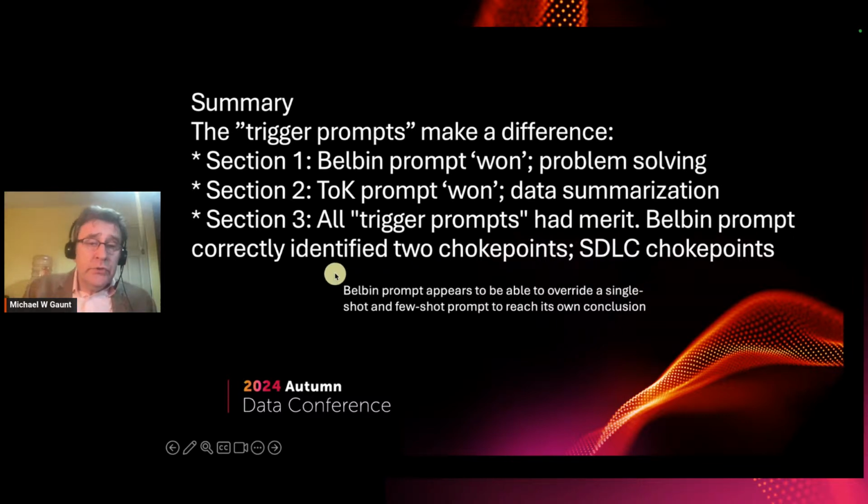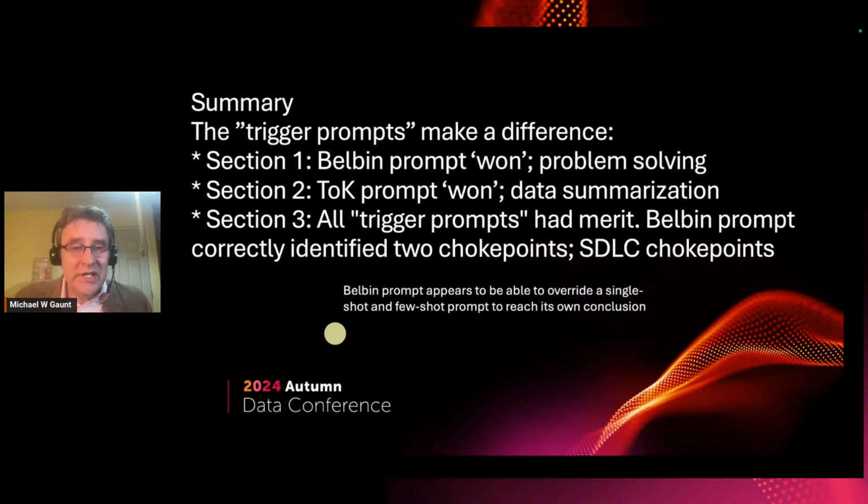The really strange thing about the Belbin prompt, and what really surprised me, was the answer from section 3, because I was not interested in that answer. I did not want to know that answer. I'd already solved it. It wasn't a problem for the project, but Belbin came back with it. That was a choke point. And it appears to be able to override a single shot or a few shot prompt.